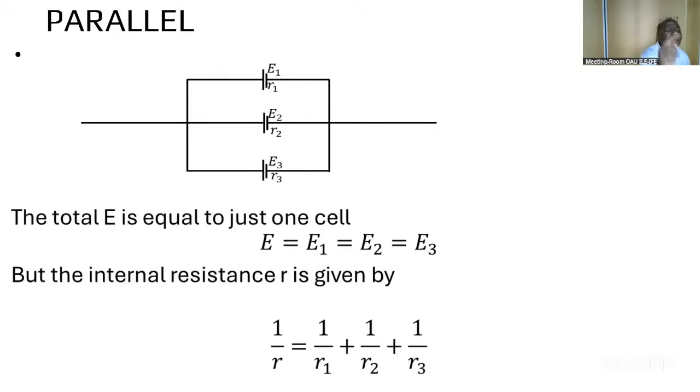Because you connected them in parallel, each of them will have internal resistance, but the internal resistances are connected in parallel too. So from what we learned about parallel connection, what will you do? 1 over r is equal to 1 over r1 plus 1 over r2 plus 1 over r3. And by the time you sum this up, you discover that your internal resistance will be very small. It will have been reduced.